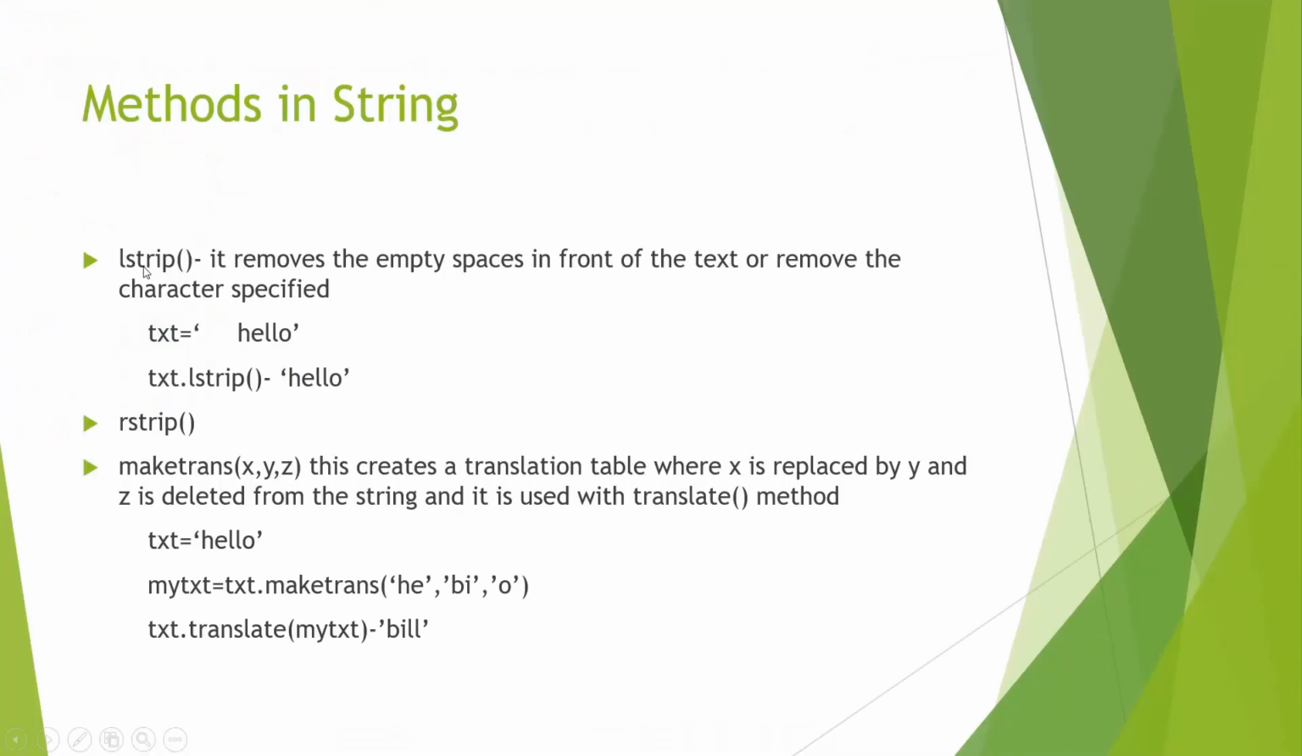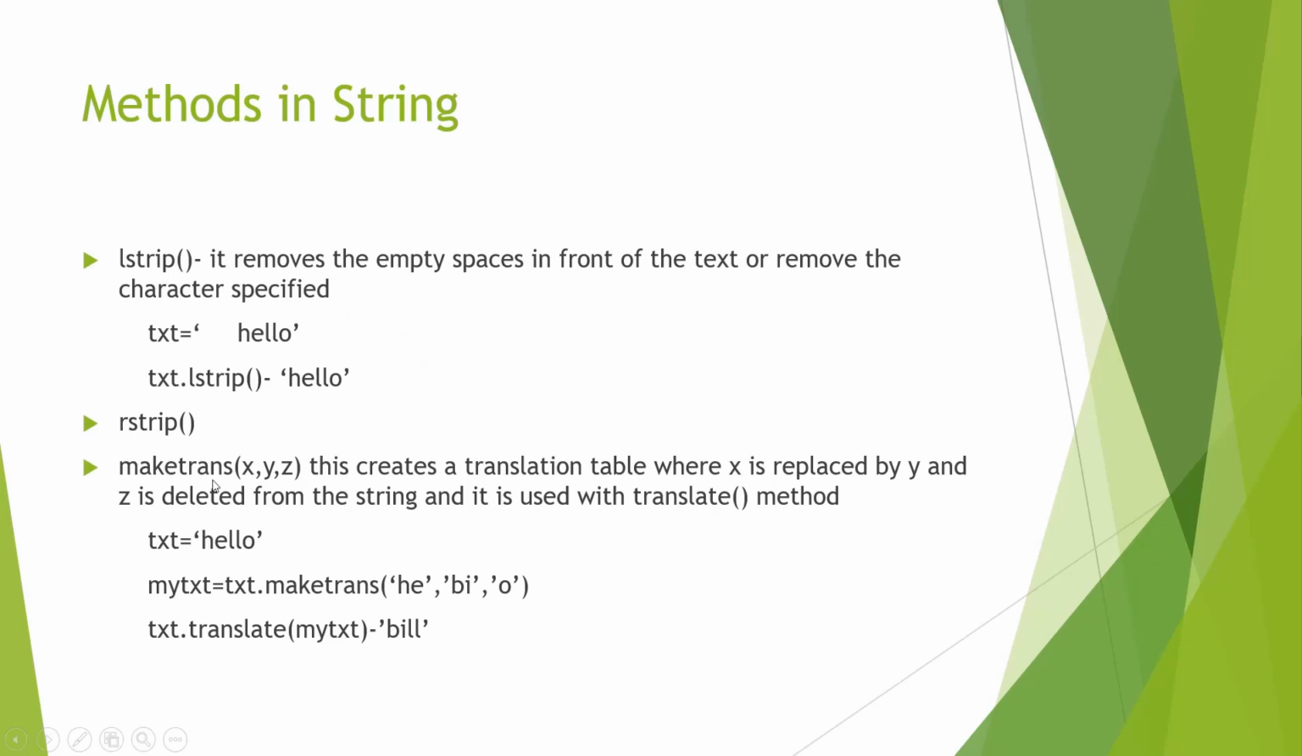lstrip stands for left strip. What it does is, if there are empty spaces in front of the string, towards the left of the string, it will remove those empty spaces from the left. So if we have a string like this, with empty spaces and then hello, text.lstrip is going to remove these empty spaces from the left of the hello. rstrip is for right strip, same as the left strip. It removes the empty spaces from the right of the string.